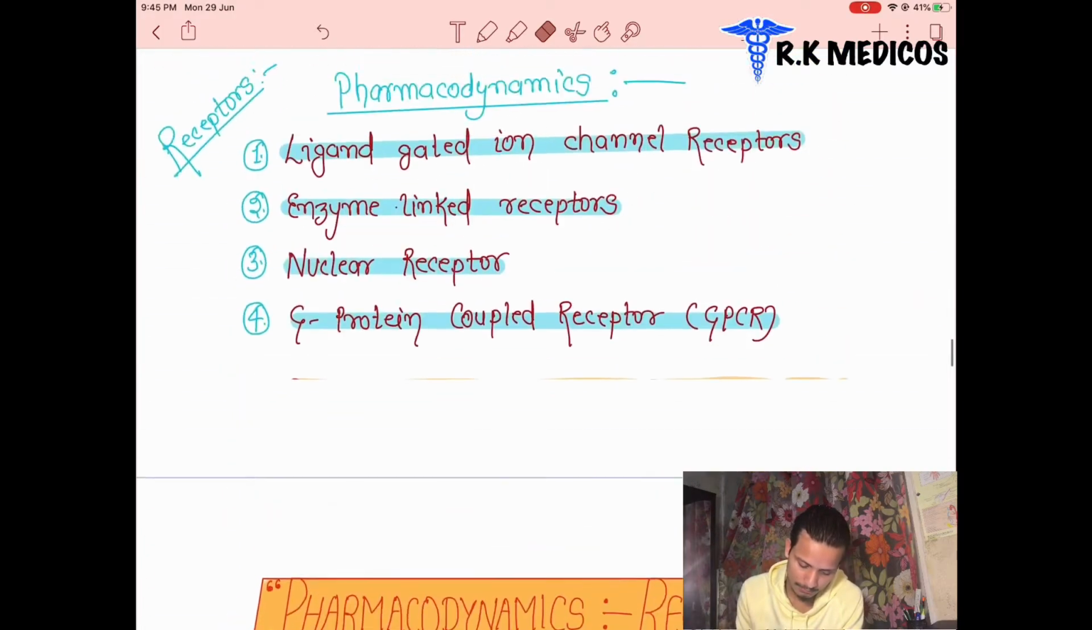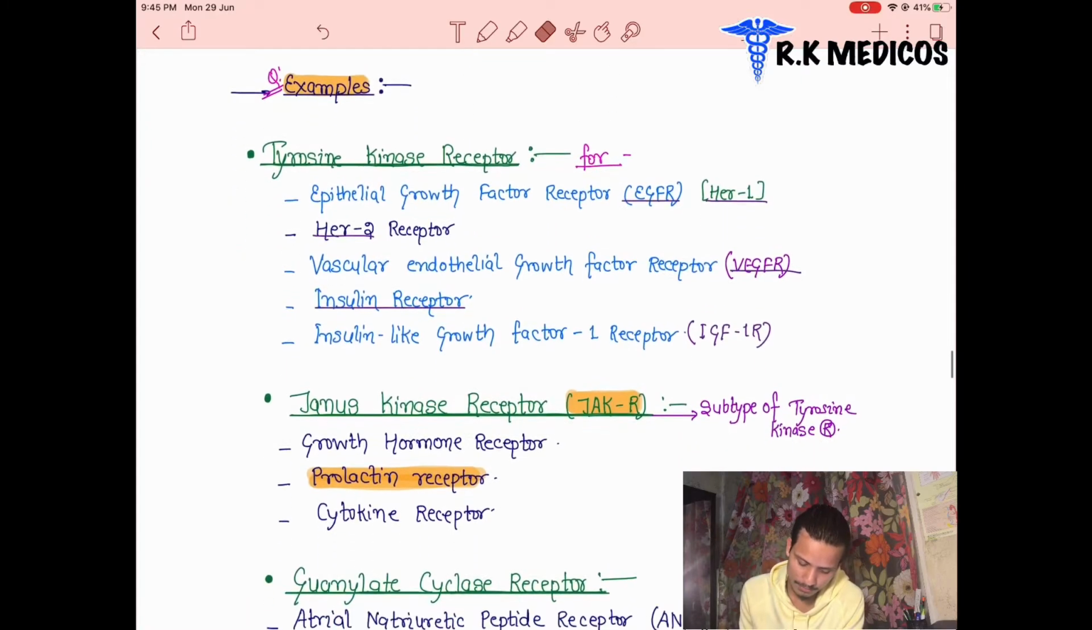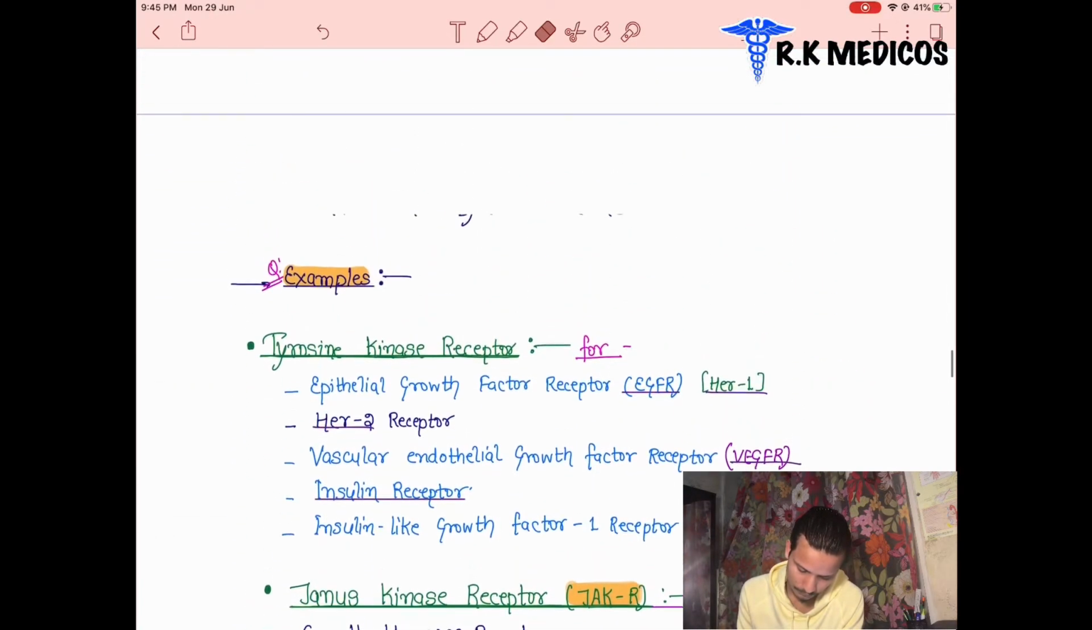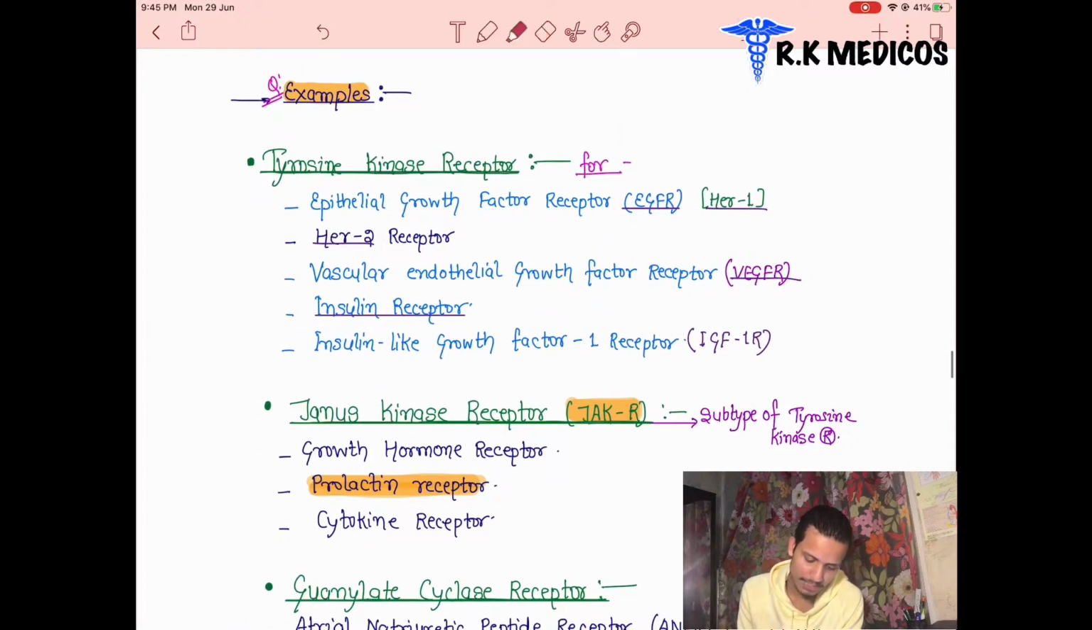Now the third one we can see here. The third one is the nuclear receptor. In nuclear receptors we basically discuss that they are located inside the nucleus. First we discuss enzyme linked receptors with several examples.